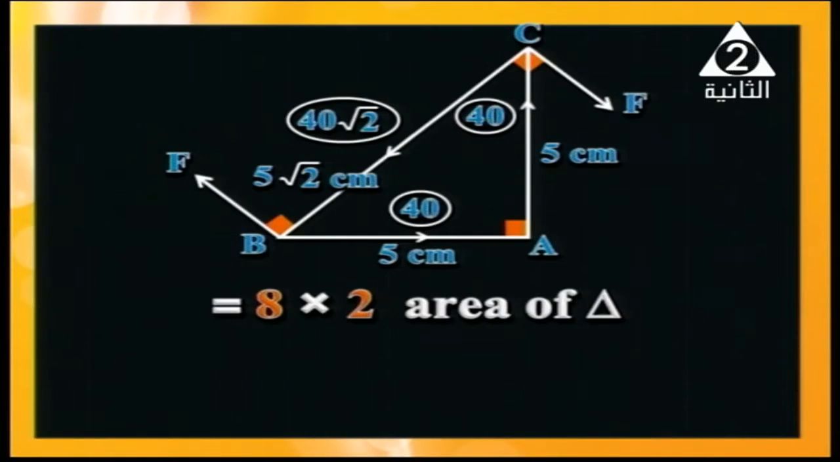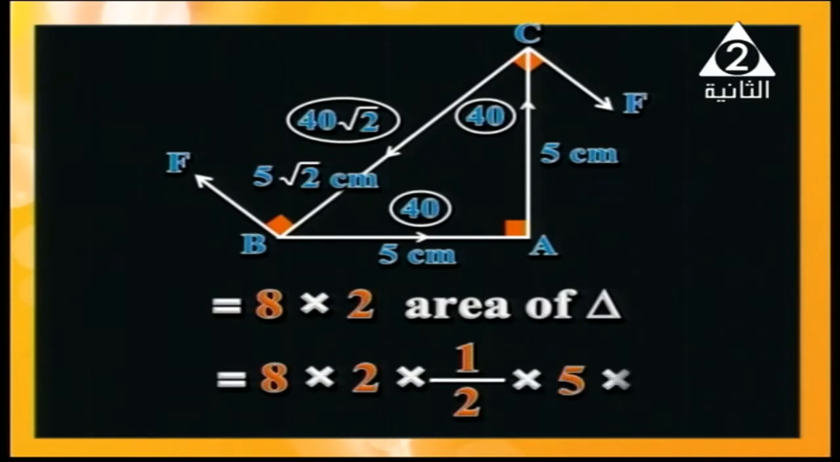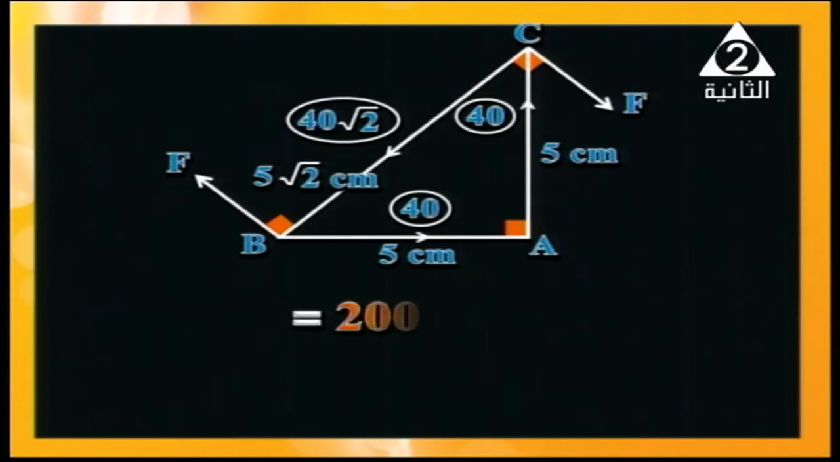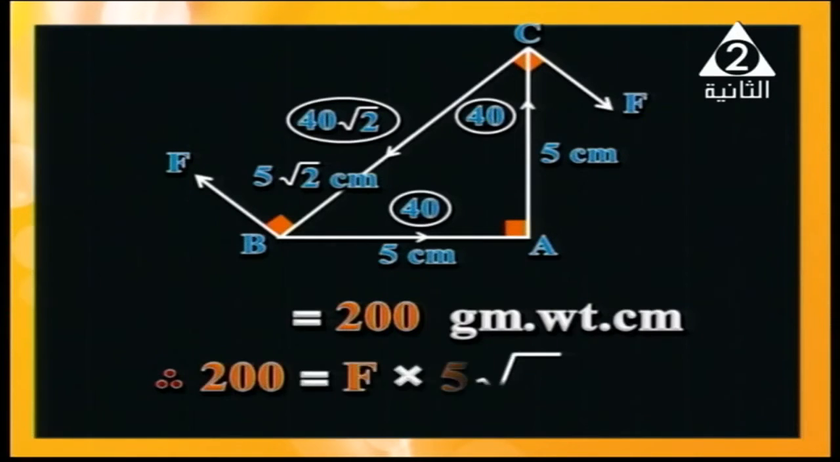What is the area of triangle ABC in this case? 5 times 5 times half, or 5 times 5 over 2. Right angle triangle, base equals 5, height equals 5. Therefore, the moment of the couple equals 8 times 2 times half times 5 times 5, which equals 200 gram weight centimeter. Therefore, this is a couple. If we have two forces acting on B and C in opposite directions forming a couple, its moment is 200.